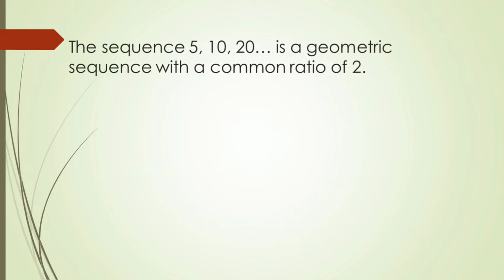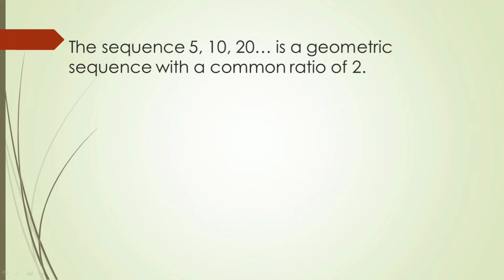The sequence 5, 10, 20, of course, is a geometric sequence with a common ratio of 2. Noong nakaraang video, natalakay natin kung paano kunin yung common ratio. It is simply dividing the succeeding term by the preceding term. Or, third term, divide natin sa second term. Pwede din, second term, divide natin sa first term. That is why we obtain the common ratio of 2.